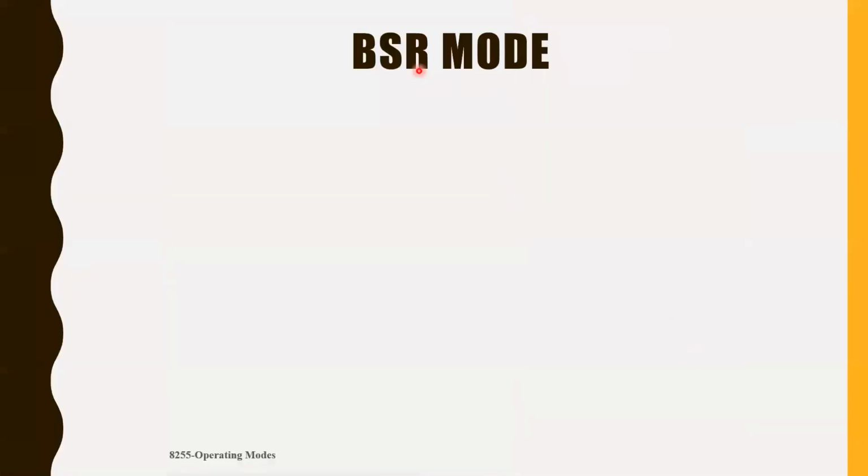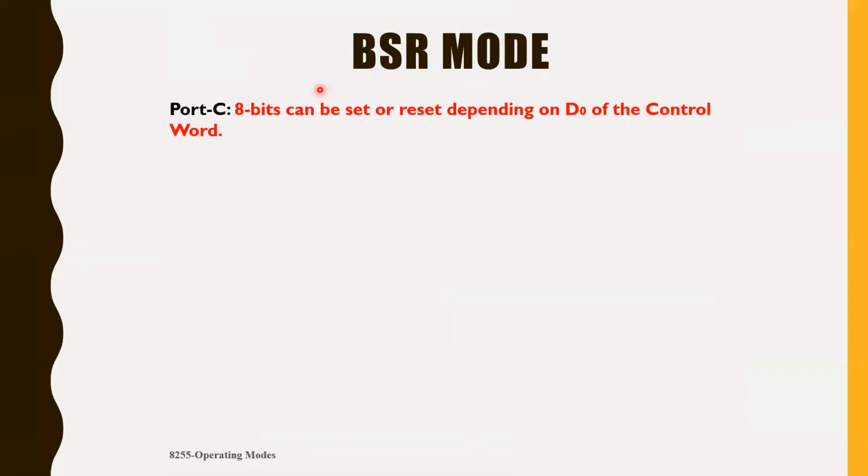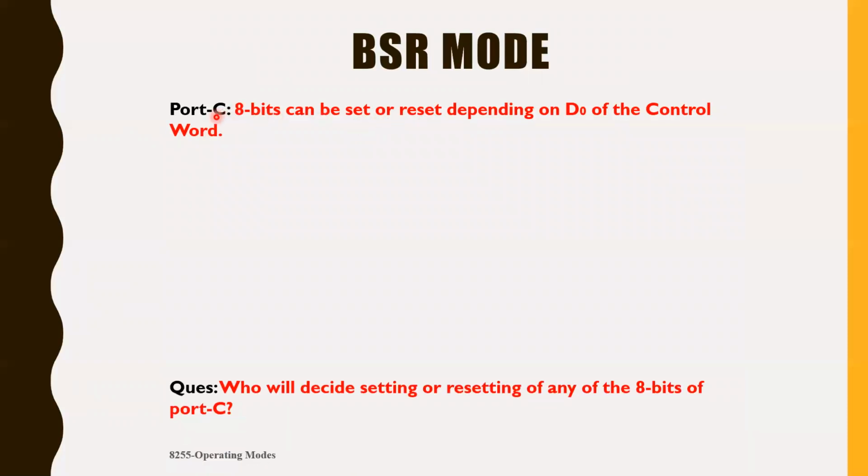Let's try to discuss this BSR mode in detail. As I told you just now, the BSR mode is used to configure port C. Port C, which is of 8 bit, means the 8 bits of port C can either be set or reset, and this depends on the value of the control word, the control word which gets stored in the control word register.